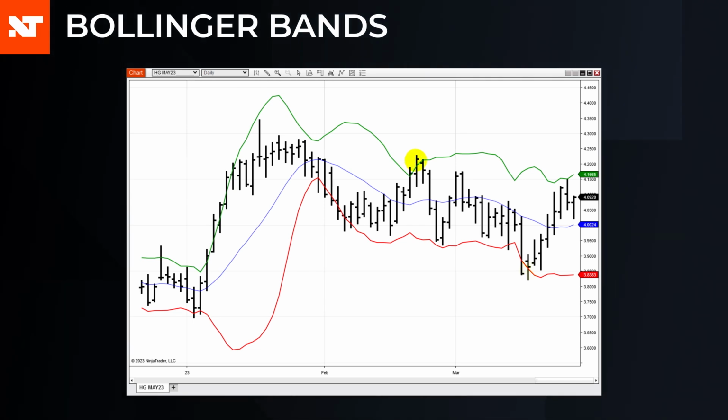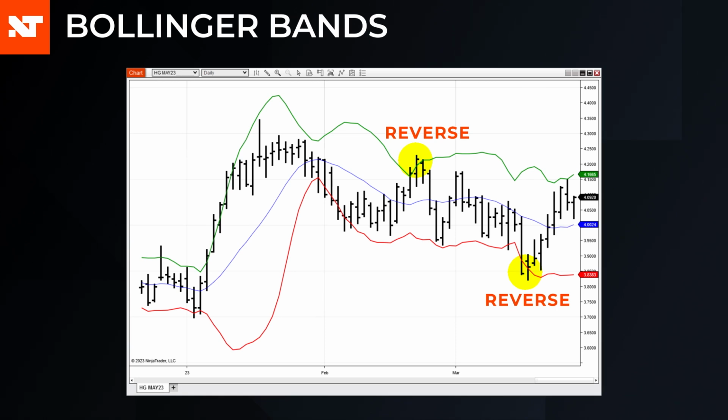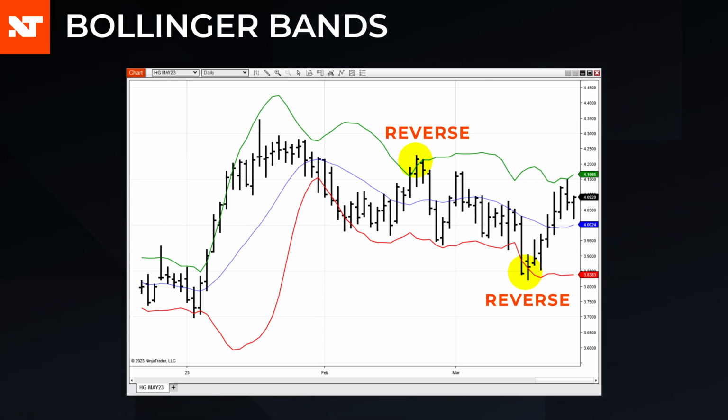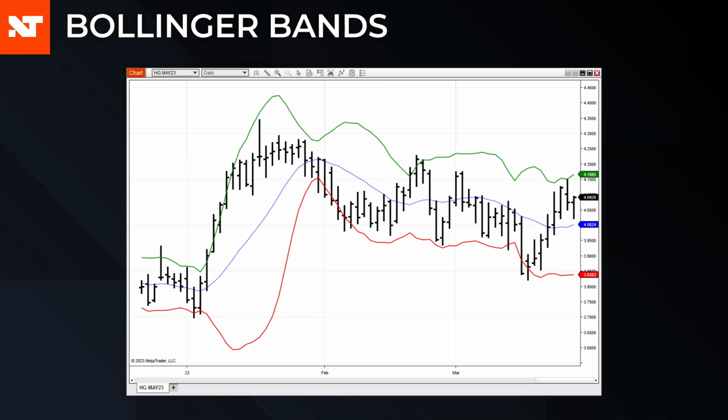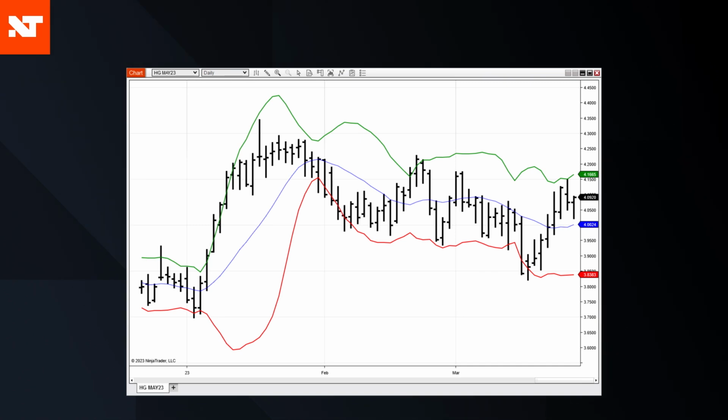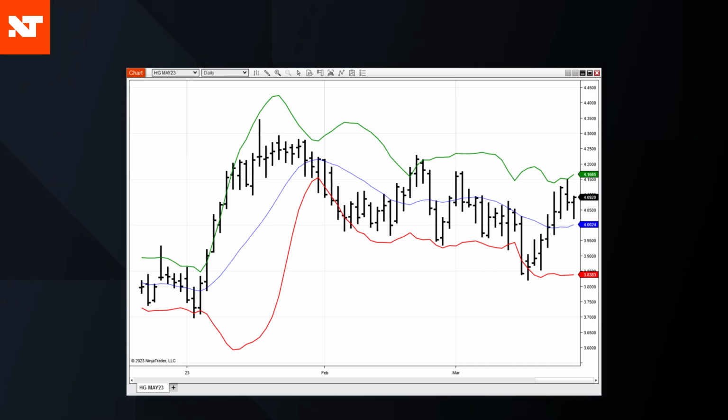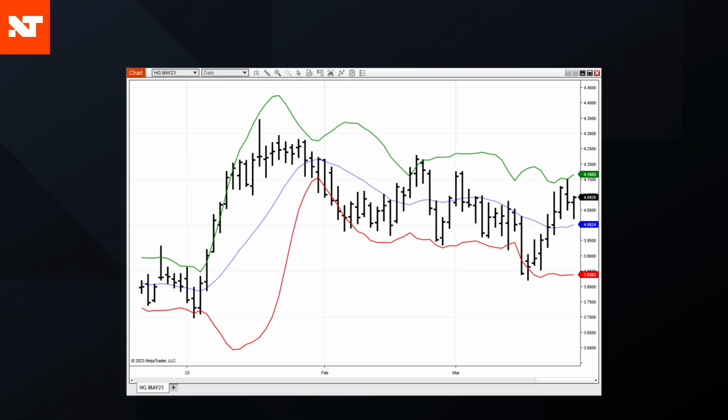When prices first hit and cross above the upper Bollinger resistance band, traders will watch for prices to reverse and cross back under the upper band for confirmation of the reversal. And the same idea is true for the lower support band as well. Bollinger Bands, like Keltner Bands, can be used in all financial markets and can be applied in most time frames, from minute bars to daily, weekly, or monthly intervals.